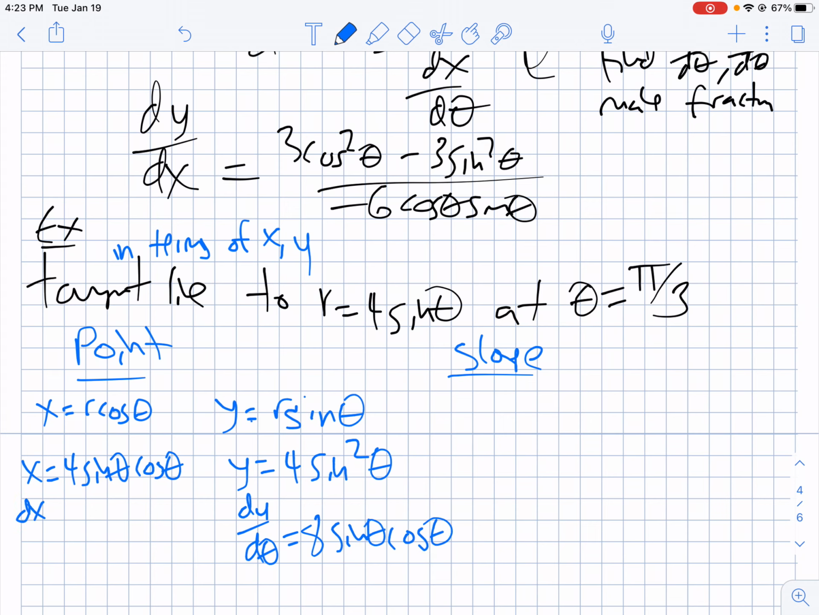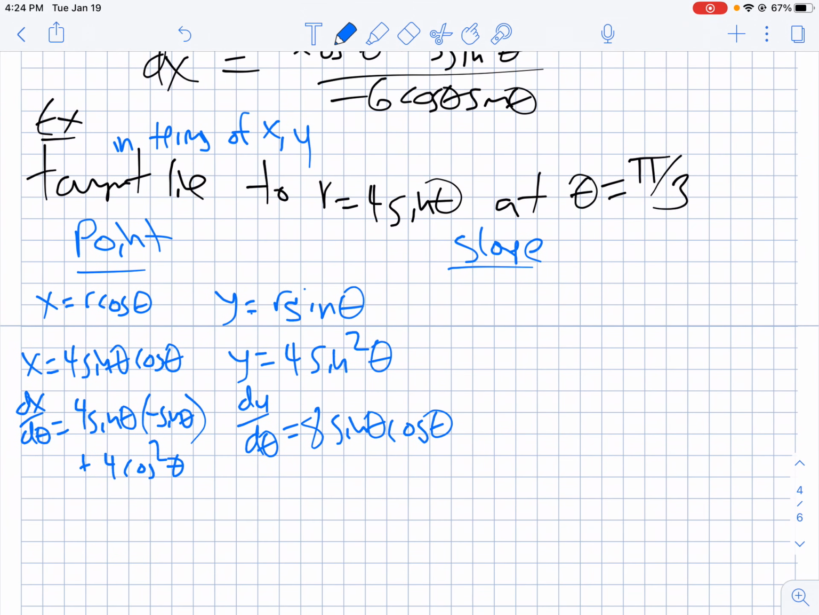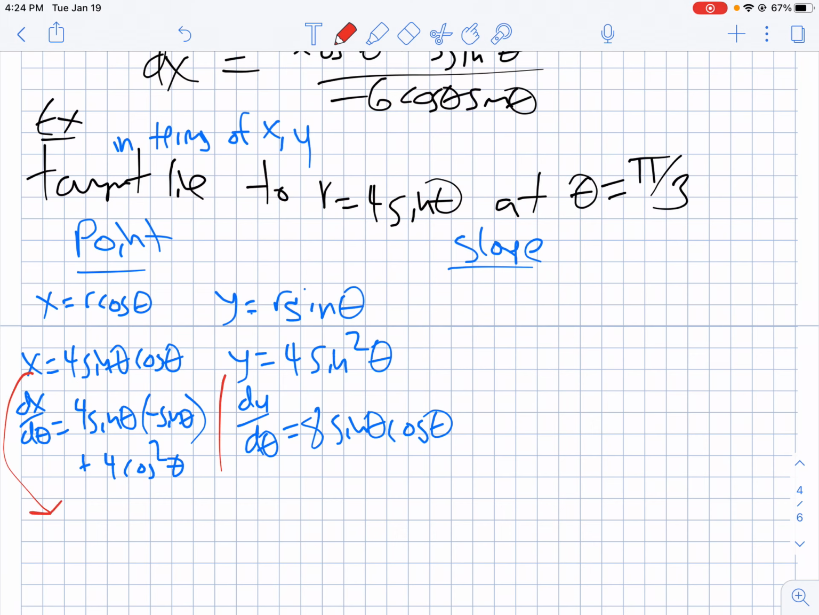Here my dx d theta is 4 sine theta, derivative of cosine is negative sine theta, plus, and then it just turns out to be 4 cos squared theta. Okay, so if we want to find the point, I kind of did some of this work here, but I just need to use these values here.